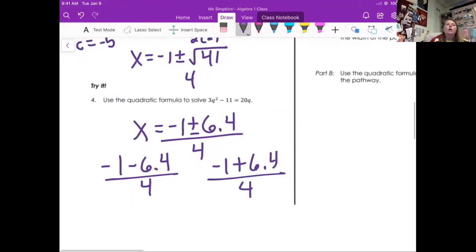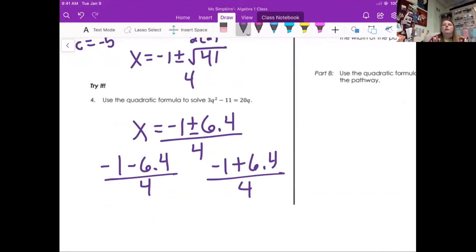And again, use your calculator. The first one, you should have gotten negative 1.85. For the second one, you should have gotten positive 1.35. Yay. Great.